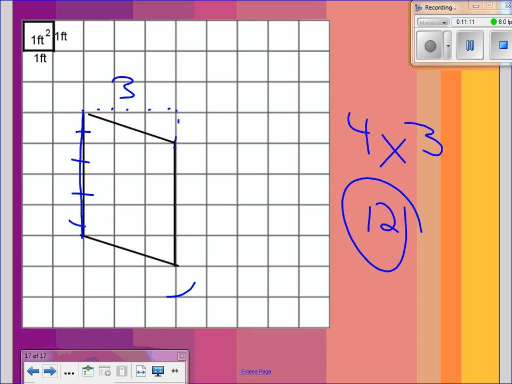Hopefully this helped. I want you to understand what the formulas are, because when you take your MCA in about 5 to 6 weeks, you will need to know how to use those formulas, okay? Hopefully this helped. I look forward to working with you in class tomorrow. Good luck.